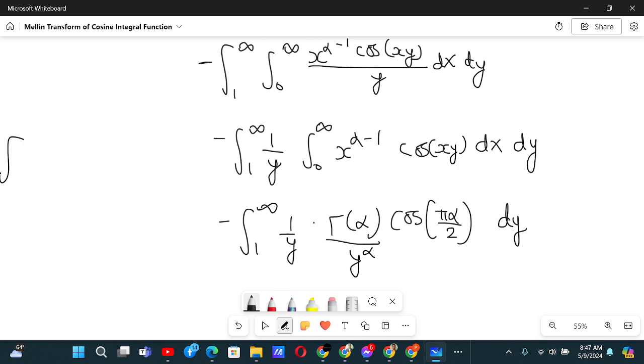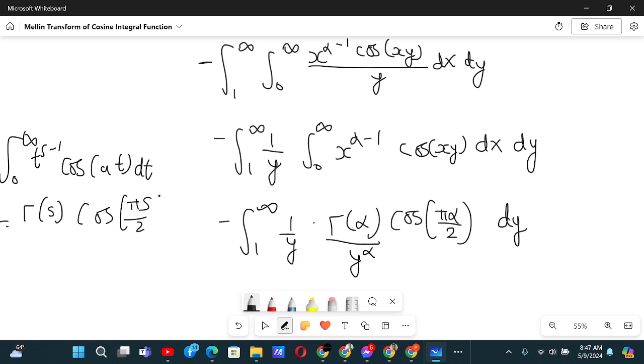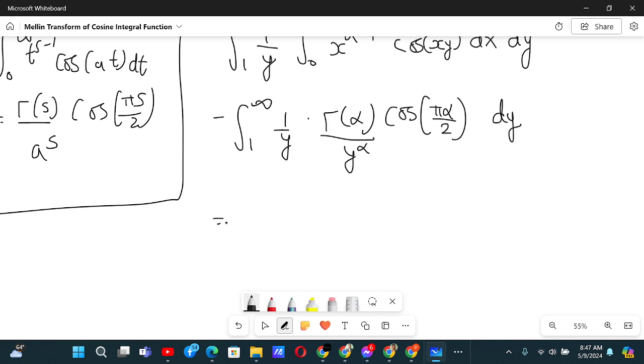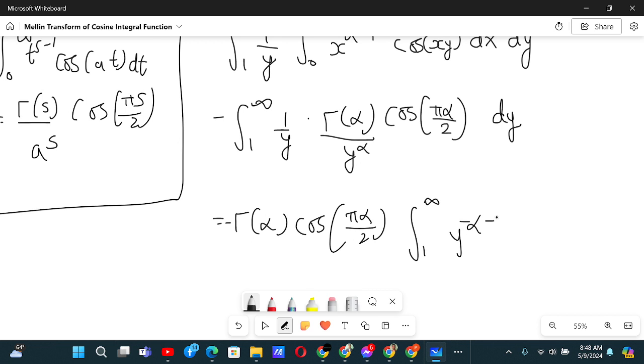This is just the Mellin transform of cos at. Basically if it was the integral from 0 to infinity of t to the power s minus 1 cos at dt, in this case it will just be gamma of s and then cos of pi s by 2, divided by a to the power s. This is the general formula for the Mellin transform of cos at, and that's what we have used here as well. Now we see that this can be written as gamma of alpha cos of pi alpha by 2 coming out, and we just have the negative sign, integral from 1 to infinity of y to the power minus alpha minus 1 dy.